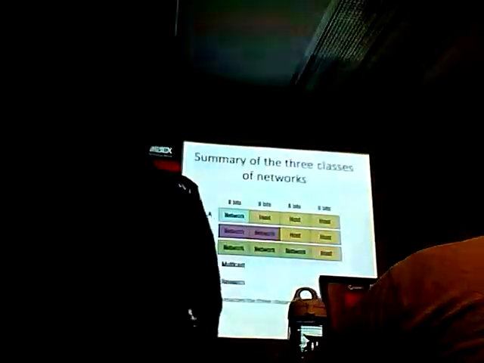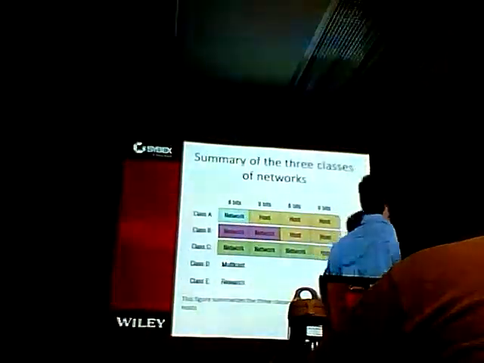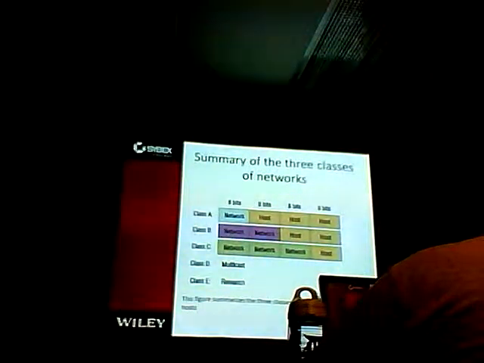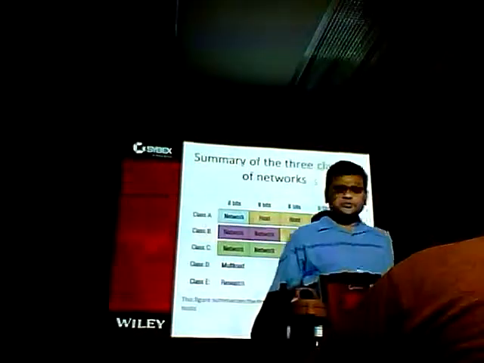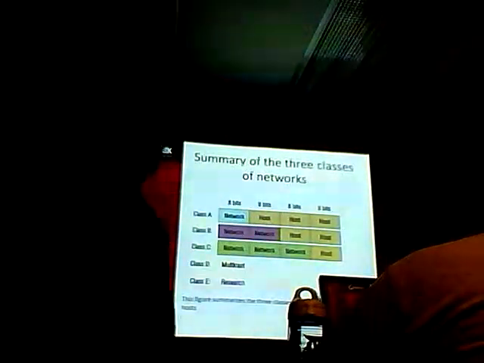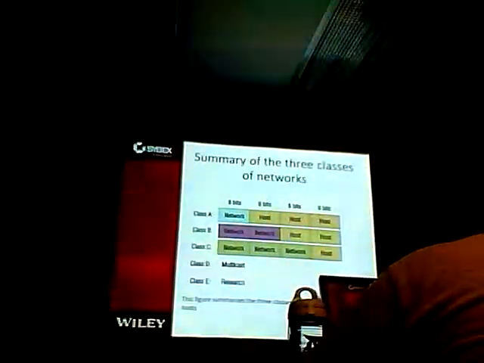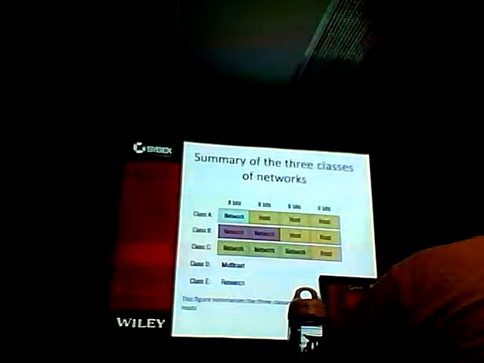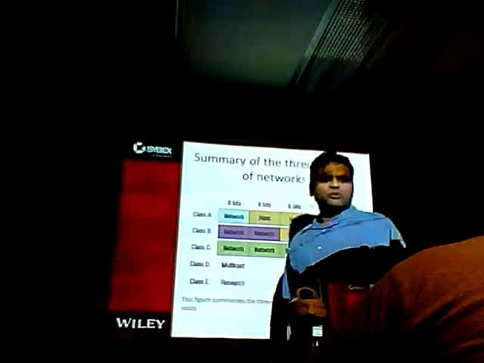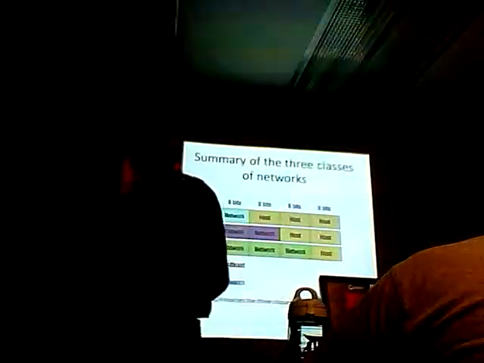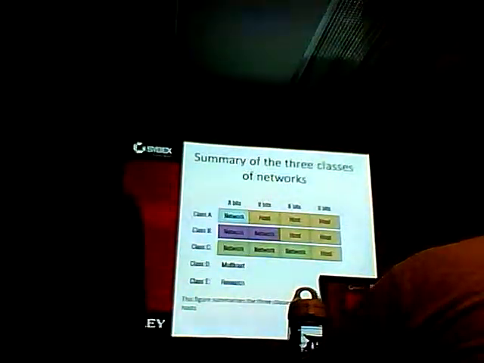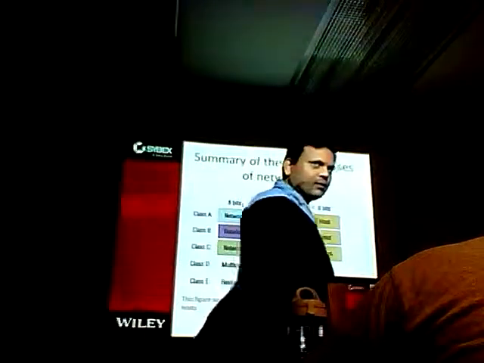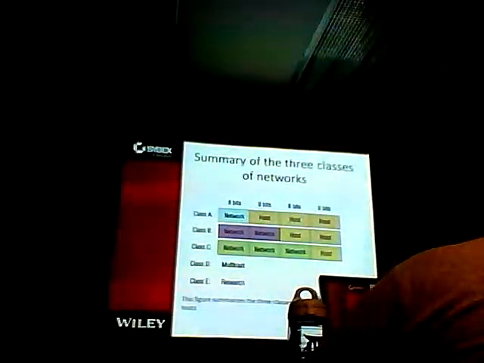So how many now? 2 to the power, how much is 2 to the power 8? 256. But 0 is also a value, so 0 to 255. That's why the number 255 comes out. What was my other question?